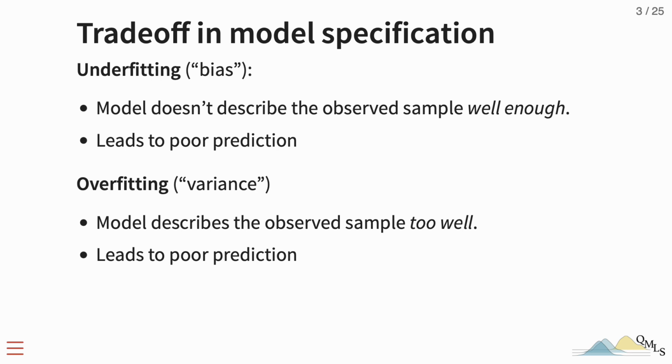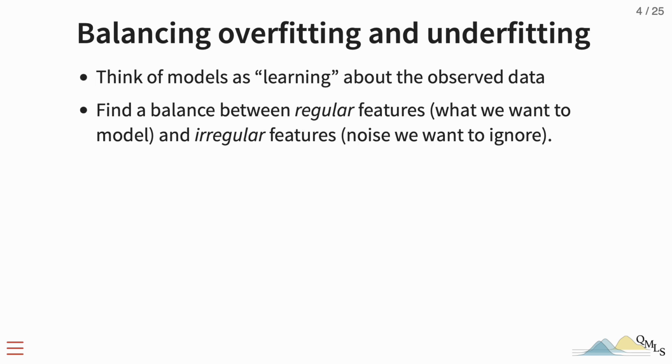Overfitting is the opposite of that. This is variance. Again, we use variance in lots of other contexts, and so I find that in this context, it's not helpful. But again, if you read about the bias-variance trade-off, that's really what people are talking about. Overfitting is a model that has learned too much. It describes the observed sample too well, and that leads to poor prediction. And you see both of these lead to poor prediction, so what we want to do is find the model that leads to the best prediction. We really need to balance overfitting and underfitting.